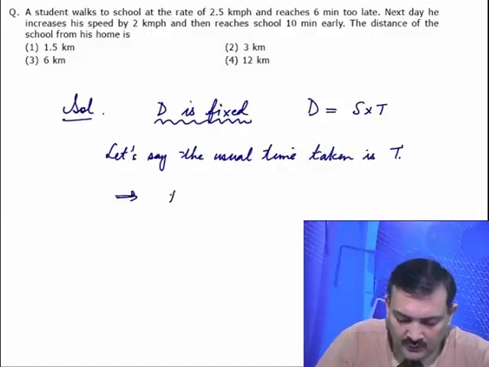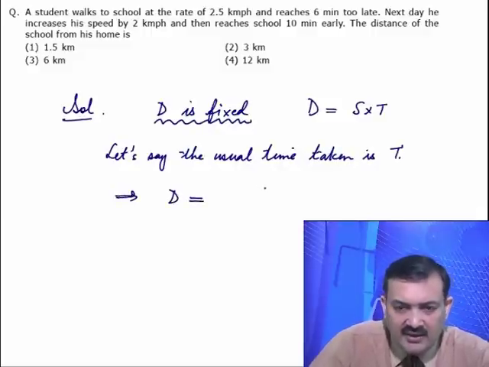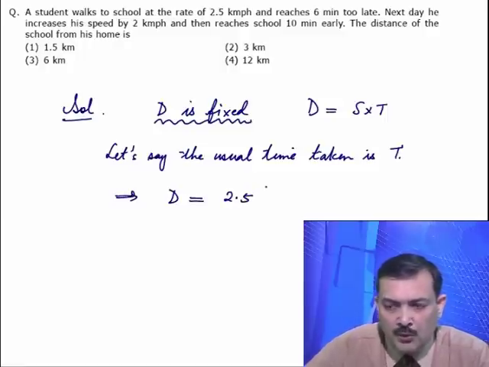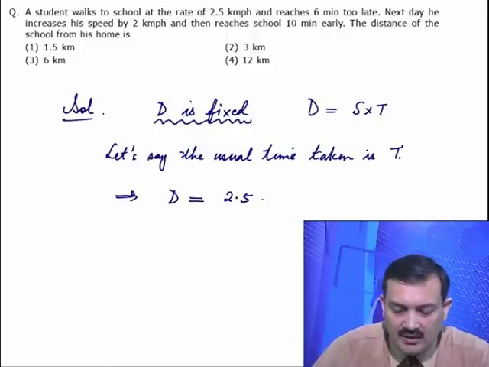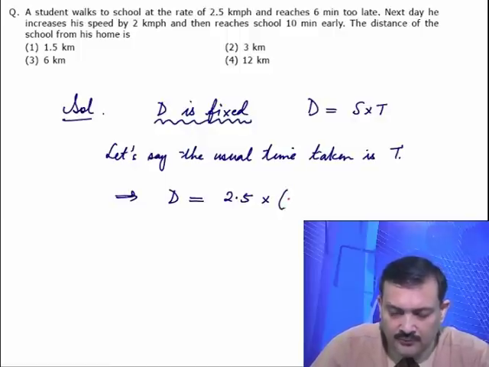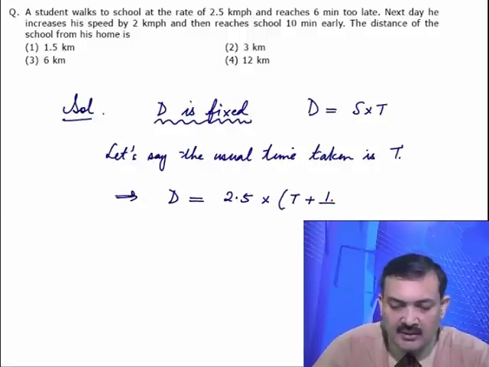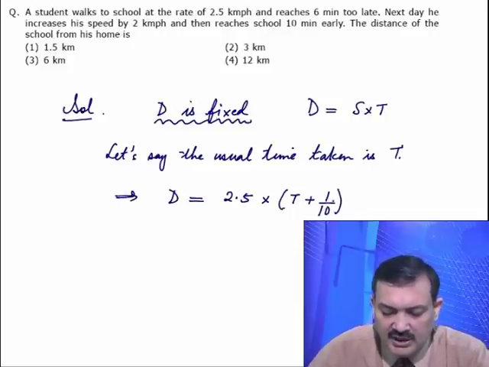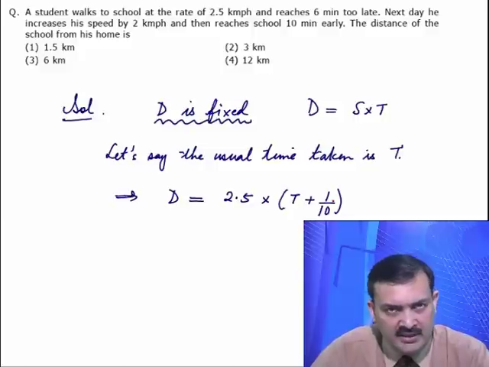So now our equation would be d is equal to speed, which is 2.5, into, when he goes at 2.5, he is 6 minutes late. 6 minutes is 1 by 10 hours. So t plus 1 by 10, because we are taking t in hours and speed in kmph.